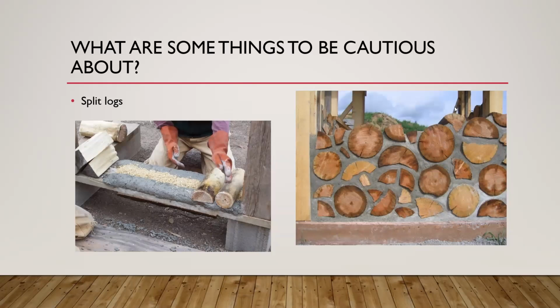What are some things to be cautious about? So when you're building these walls, here's an image showing you the inner and outer shell and then the sawdust in the middle. But when you're building these walls, if you split the wood, you create a shelf. And if you have that facing upwards, it can create a pocket for rainwater to collect in. And then that can also lead to rot. That's something you want to be cautious about while you're building.